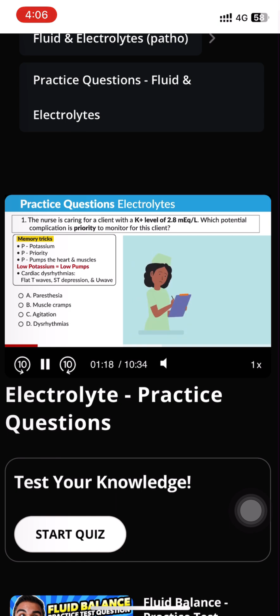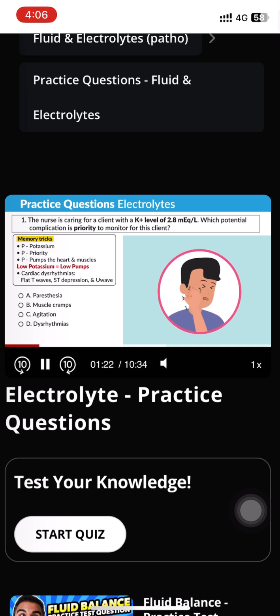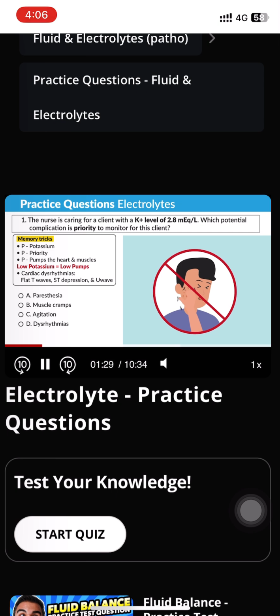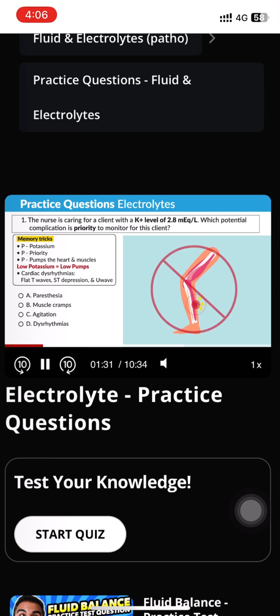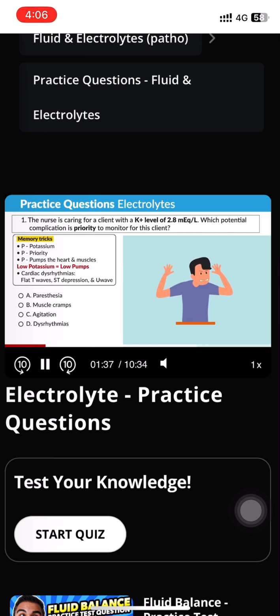Now looking at our options, what will kill the client? Option A, paresthesia, numbness and tingling. No, this is incorrect. This is not going to kill the client. Now B, muscle cramps. No, these may be painful, but again, not going to kill the client. Now C is agitation. This one is very close, but it's incorrect.